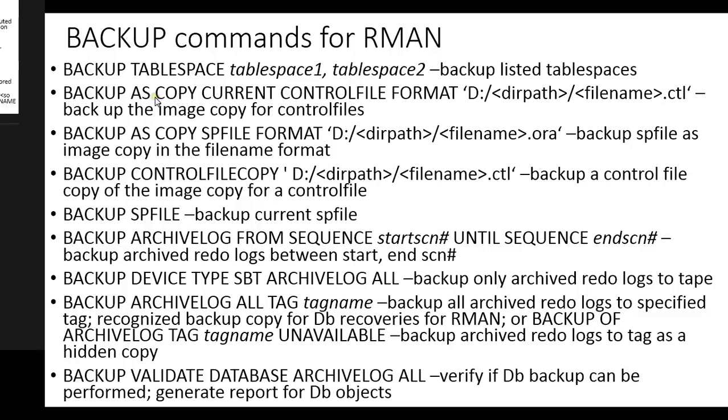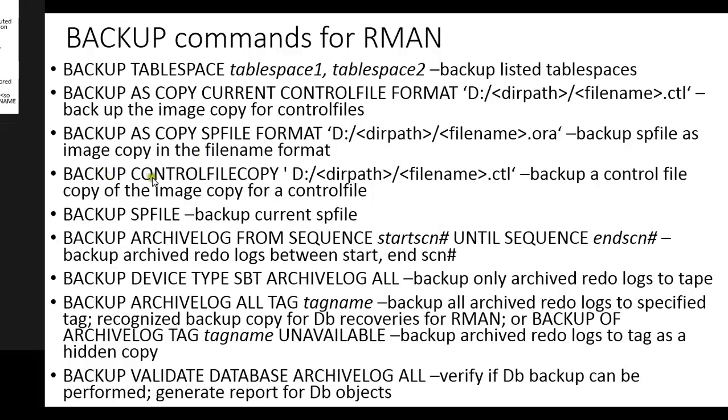You can also perform a backup as copy current control file. What you're doing is creating an image copy of your control file. You can also run a backup as copy spfile format. This is one of the parameters you can specify, format, which is the destination. Same thing for the spfile: backup as copy spfile format, and you're backing up an image copy of the spfile.